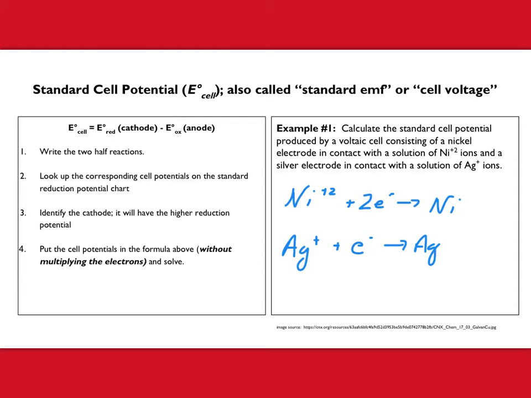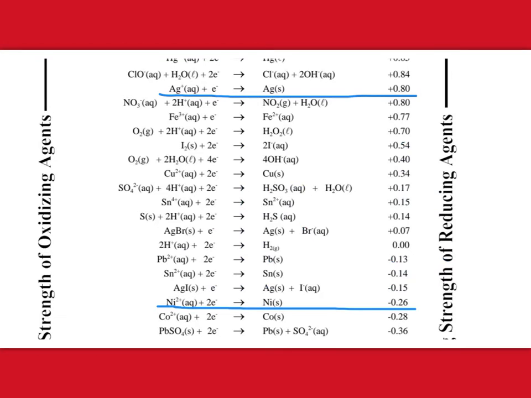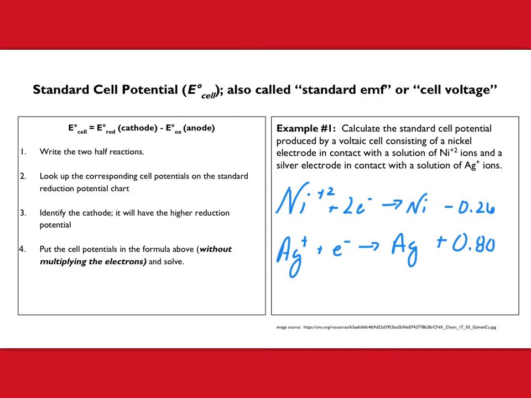Now we'll go to the standard reduction potentials of half cells reference sheet and check out what those half cell potentials are. I've underlined them here. Notice that the silver ion has a higher reduction potential, so the silver ion will be reduced and the nickel electrode will be oxidized. All right, so the cathode will be the silver and the anode will be the nickel because the silver has the higher reduction potential.